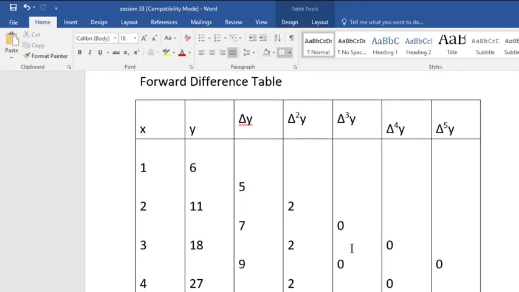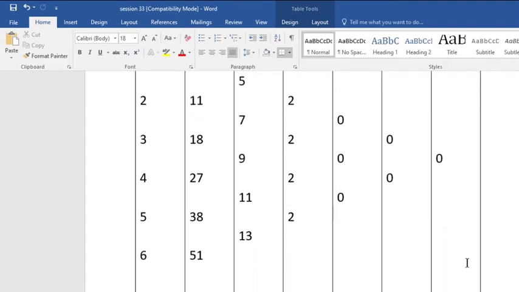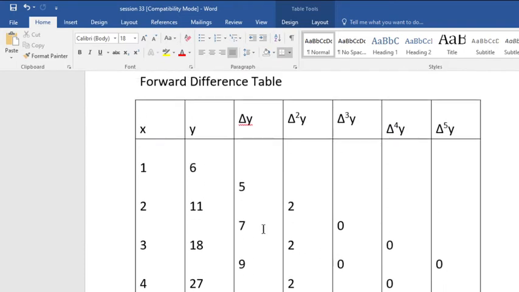Similarly, we can calculate the third, fourth and fifth forward differences. As in the second forward differences we have got all the numbers equal, the third, fourth and fifth forward differences become zeros. And here the first entries, that is 5, 2 and 0, are called leading forward differences.